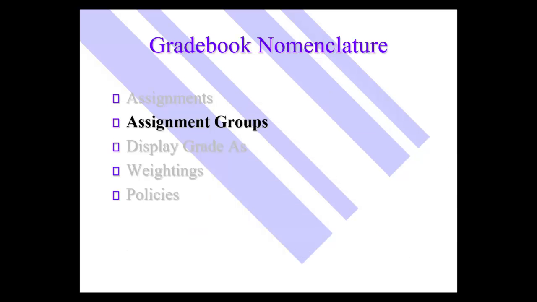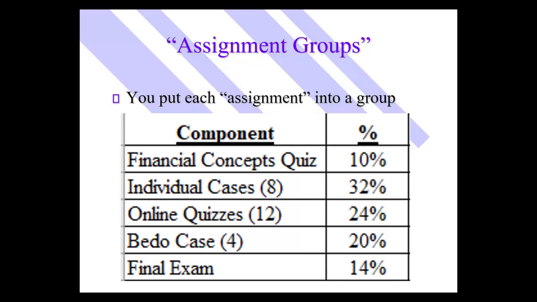Okay, assignment groups. Again, I've got 26 assignments, but I've put each of them into one of 5 groups. Although you do notice, even though I've got 8 individual cases all in the group cases, 12 online quizzes in the group online quizzes, and 4 be-do cases in that group, I've only got 1 financial concepts quiz and 1 final exam, and yet they each have their own assignment group, and the reason for that is for the weightings as we calculate the final grade.